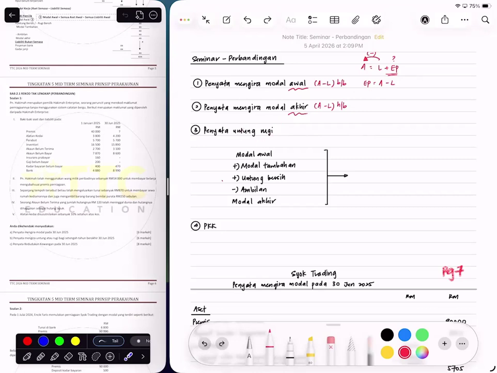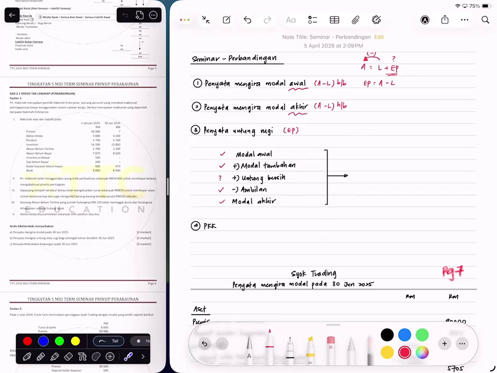Means this step, what you need is only EP item that we normally record into PKK. So normally in your PKK, your EP portion will look like this, right? Start by modal awal, then modal tambahan, add untung bersih minus ambilan, you will get the final answer, modal akhir, right? Okay, so once you have done your penyata mengira modal awal, you will get your modal awal, modal akhir already. Then the question itself will give you modal tambahan together with ambilan. Then the untung bersih is the missing item that we are looking for.